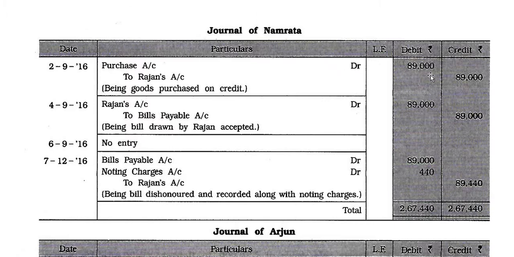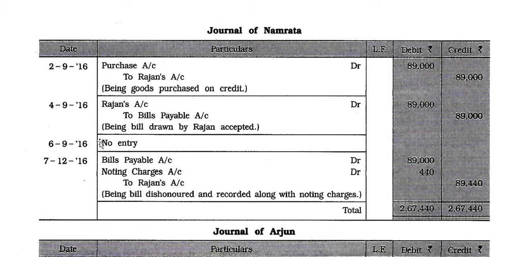2/9/2016, purchase account debit 89,000 to Rajan's account 89,000, being goods purchased on credit. Here Namrata is the receiver and Rajan is the giver. Namrata purchased the goods, so purchase is always debit. Goods come into the business and Rajan is the giver, so Rajan's account credit. Rajan's account debit and bills payable account credit, being bill drawn by Rajan accepted by Namrata.